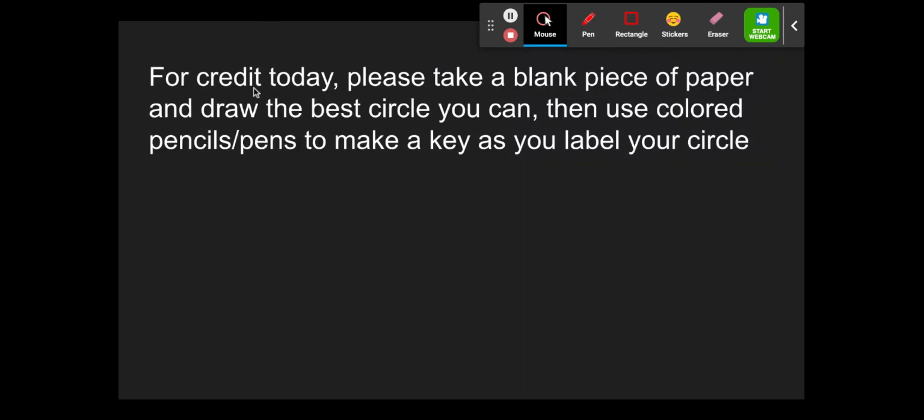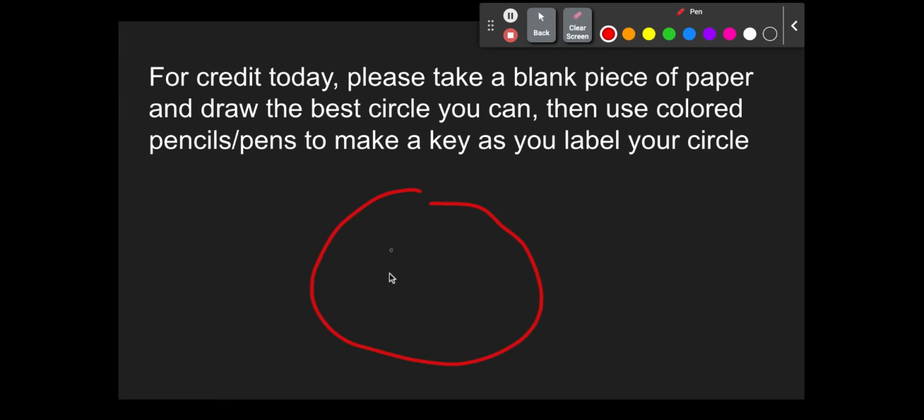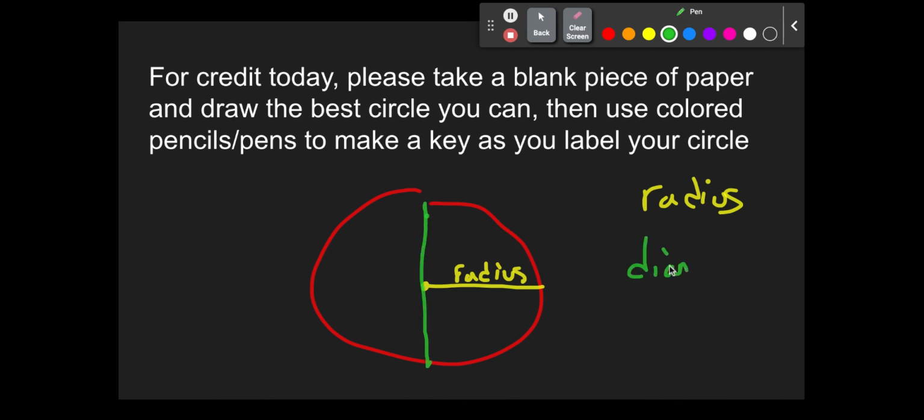For credit today, please take a blank piece of paper, and you don't have to repeat every definition, but have a circle. That's a terrible circle. And try to do stuff like color code it. Like if this is the radius, put radius up in the corner in yellow as a little key. Diameter, stuff like that. Give yourself a little cheat sheet to use.